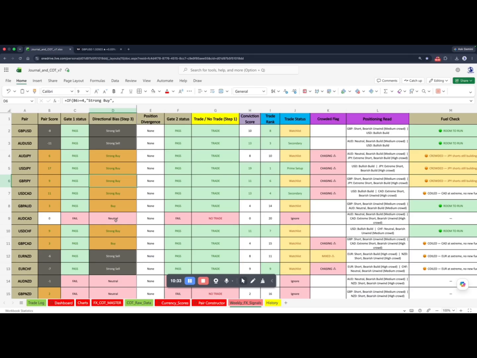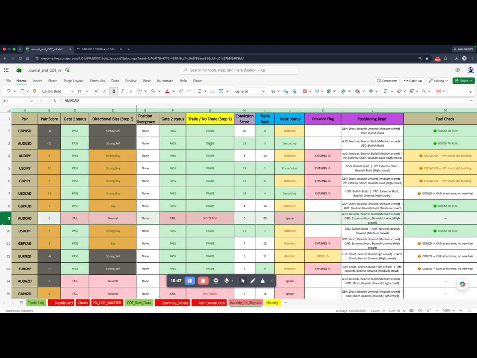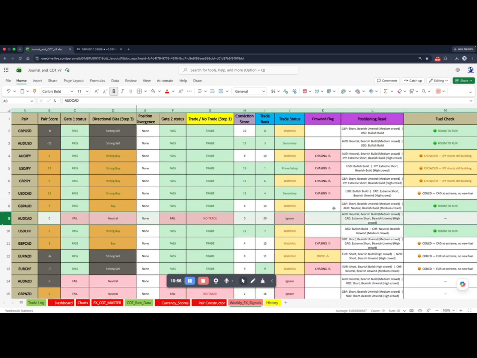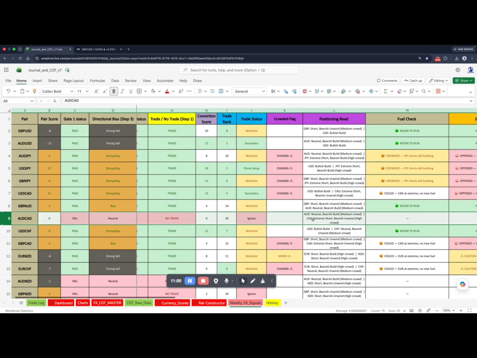For red, I just keep that strictly for neutral, which tells me to walk away from that trade. Don't even look at Aussie dollar CAD for this particular week, so I don't bother. Step number one, most important area, is trade. Do we have a trade on? Are we allowed to trade? Yes or no? And we can see we've got quite a few tradable items, but doesn't necessarily mean we can trade all of them.